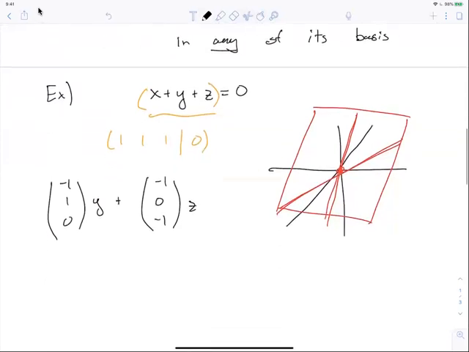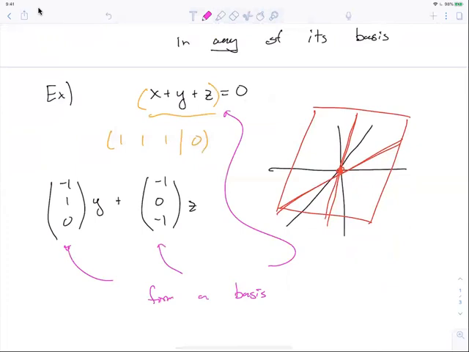And so these 2 vectors right here, these form a basis. They're the vectors that form a basis for this space. They span the plane, and also they're linearly independent. I can't create one from the other.